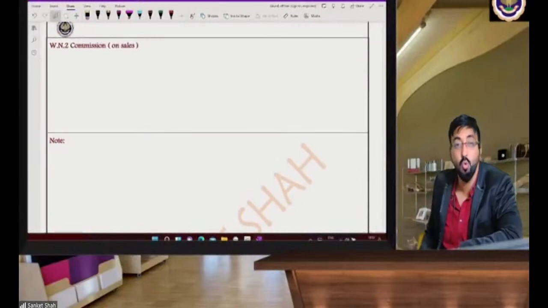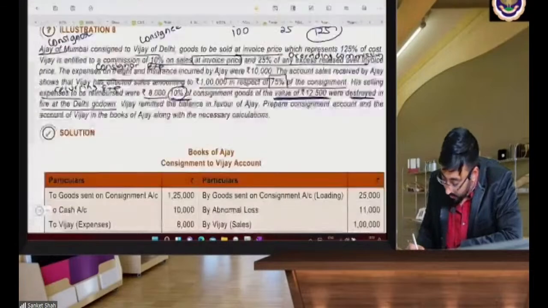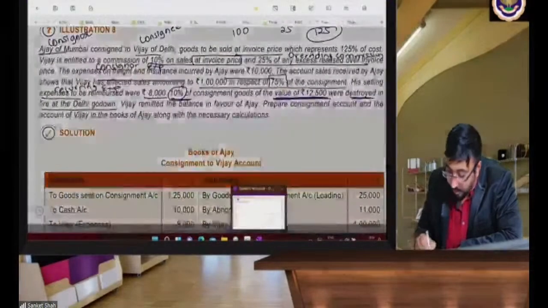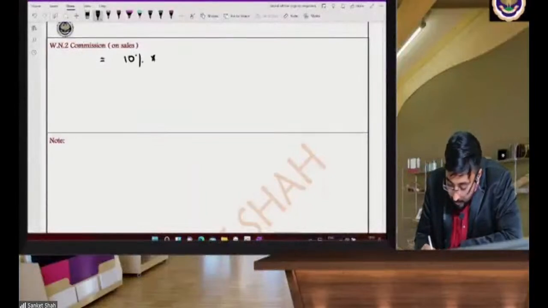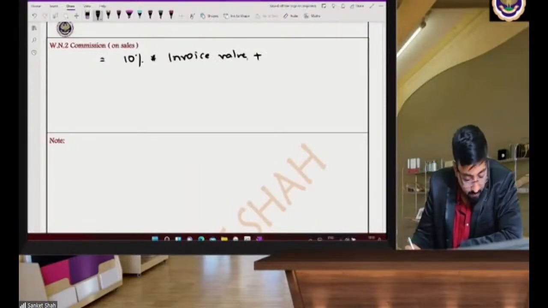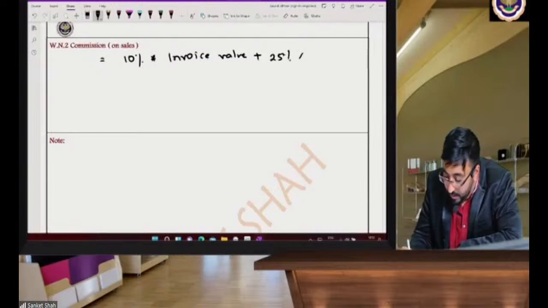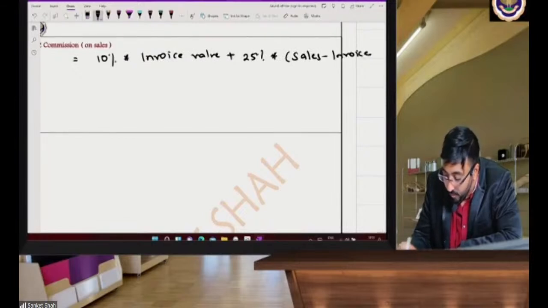Working note 2, commission. What is given? What is the percentage of commission? 10% on invoice price. 10% into invoice value plus 25% into sales minus invoice value.